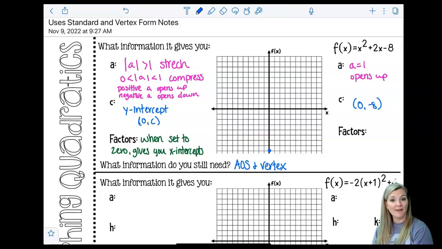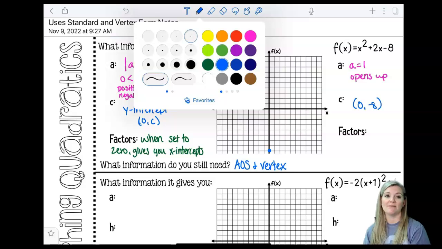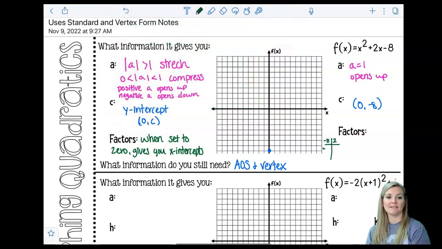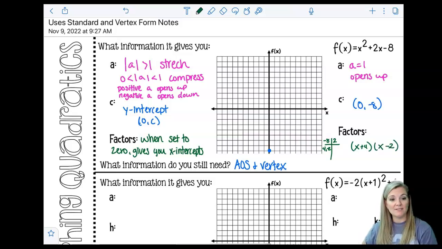I can factor that. I have two numbers that give me negative 8 that add up to be 2, and that's going to be 4 and negative 2. So that's the factors of (x + 4) and (x - 2). I set those equal to 0. And I get that x is equal to negative 4 and x is equal to positive 2. So I can graph those. I have an x-intercept at negative 4, and I have an x-intercept at 2.